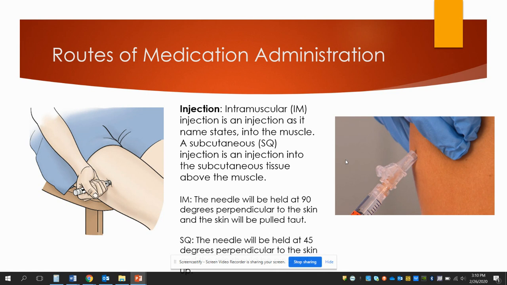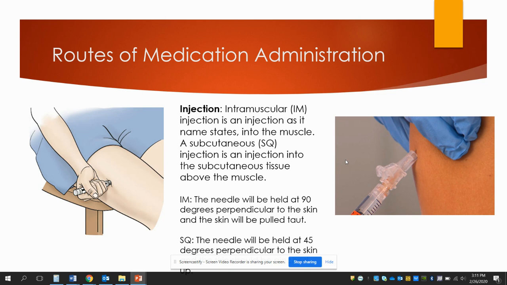Now, injectable medications, there are two ways that you might inject something, and that is intramuscular or subcutaneous. Intramuscular goes into the muscle just like it sounds like, and subcutaneous goes into the subcutaneous site above the muscle, into that fatty tissue. So the IM needle is held at a 90-degree angle, perpendicular to the skin, and the skin is pulled taut to expose as much muscle as possible.